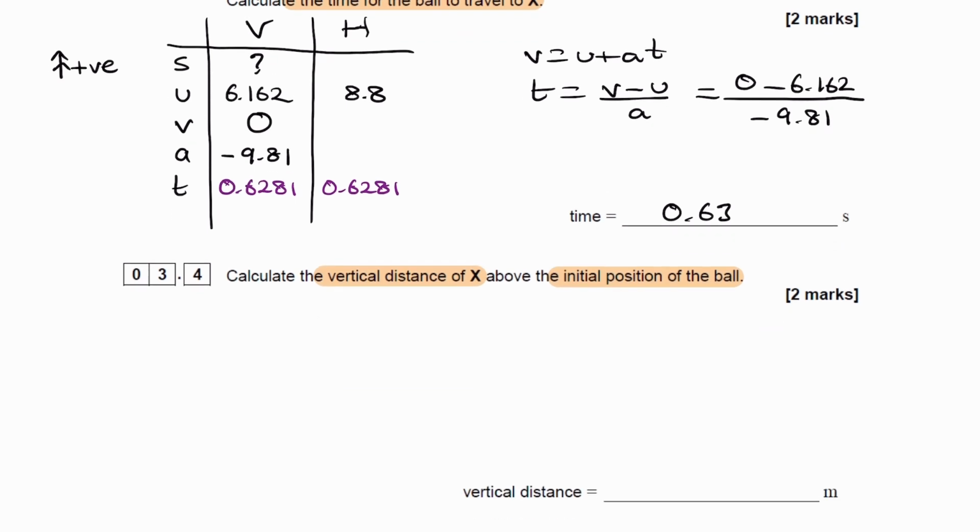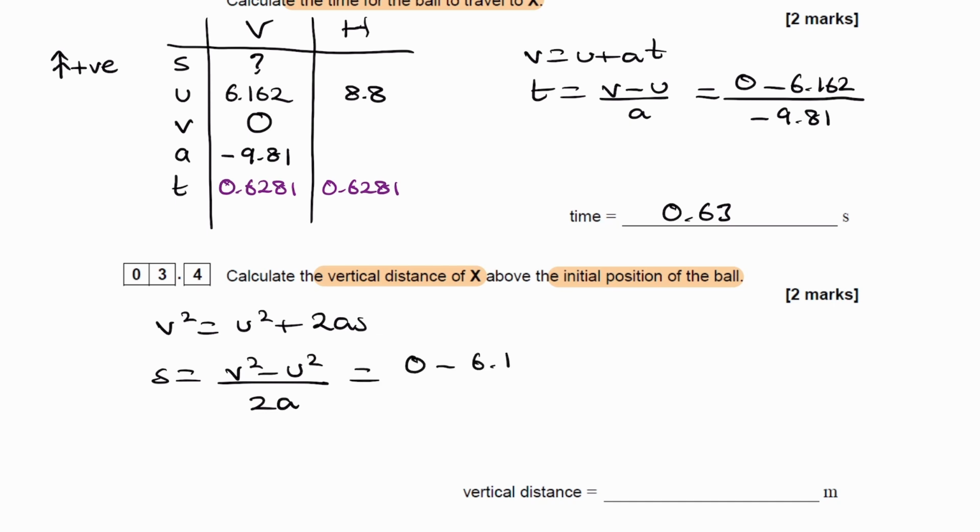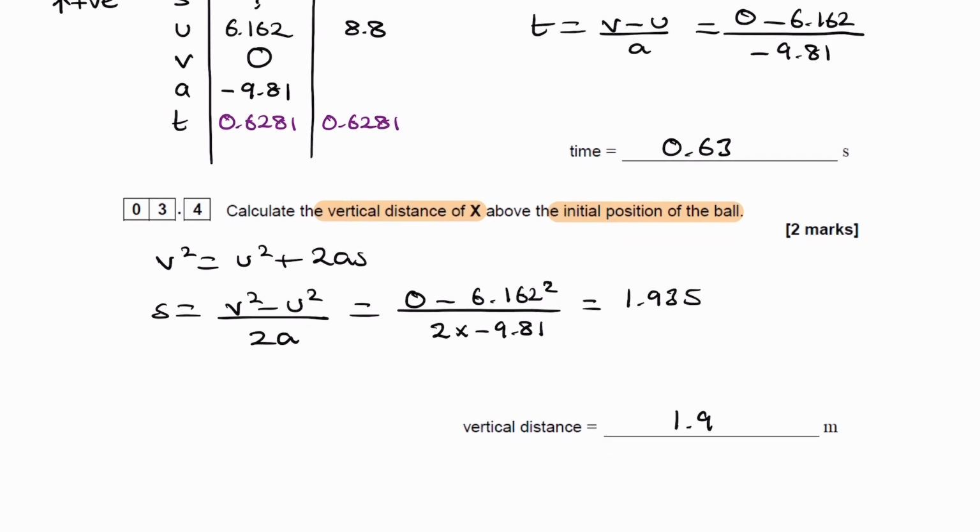And we can use any equation that involves s to work that out. I'll use v squared is equal to u squared plus 2as. s is then v squared minus u squared over 2a, which is 0 minus 6.162 squared all over 2 times minus 9.81. And that gives me 1.935, to 2 sig figs, 1.9.